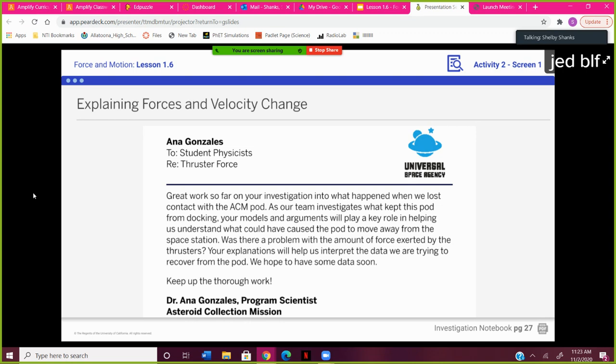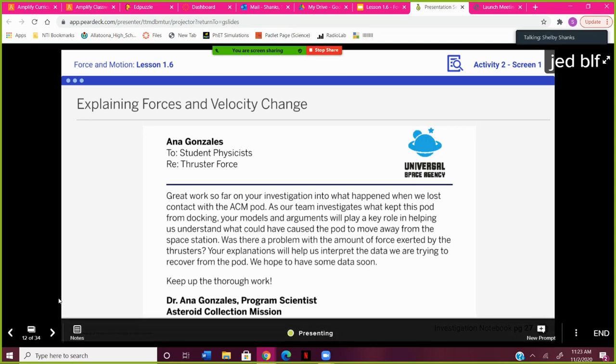Great work so far on your investigation into what happened when we lost contact with the ACM pod. As our team investigates what kept this pod from docking, your models and arguments will play a key role in helping us understand what could have caused the pod to move away from the space station. Was there a problem with the amount of force exerted by the thrusters? Your explanations will help us interpret the data we are trying to recover from the pod. We hope to have some data soon. Keep up the thorough work. Okay, so we are going to be looking at the thruster forces today.